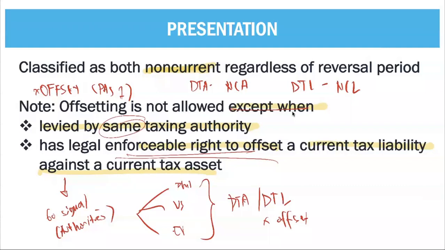Okay? So again, what do we need to understand here in your income taxes? We have your accounting income and we have your taxable income.